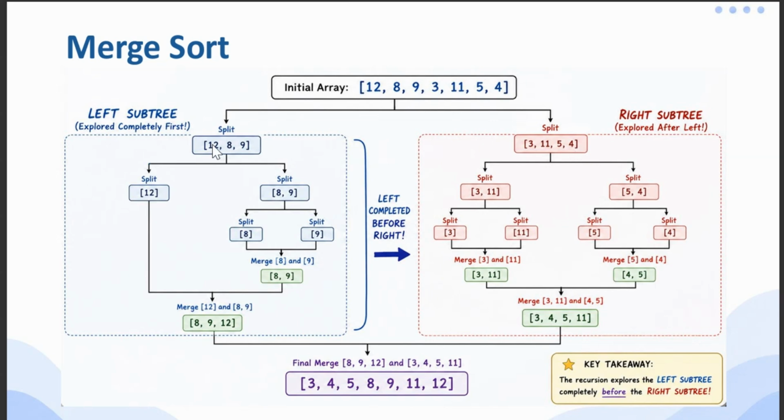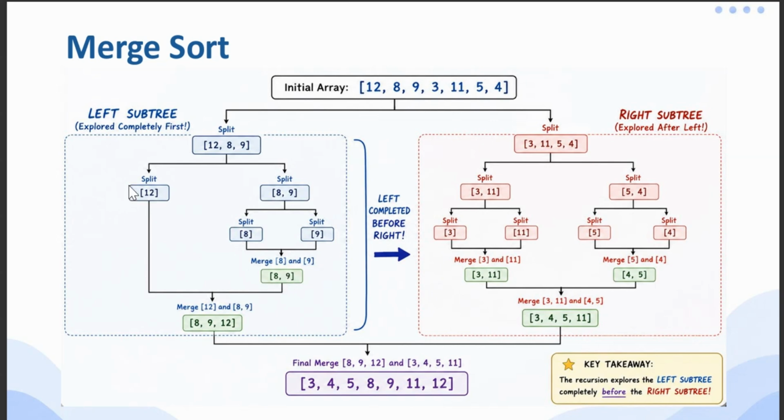And you again have to split the array into two halves, right? We have now 12 and 8 and 9 here, right? Again split. You have no elements to split here. You split the right subtree of the left branch, right? So after splitting, you have these elements, right?